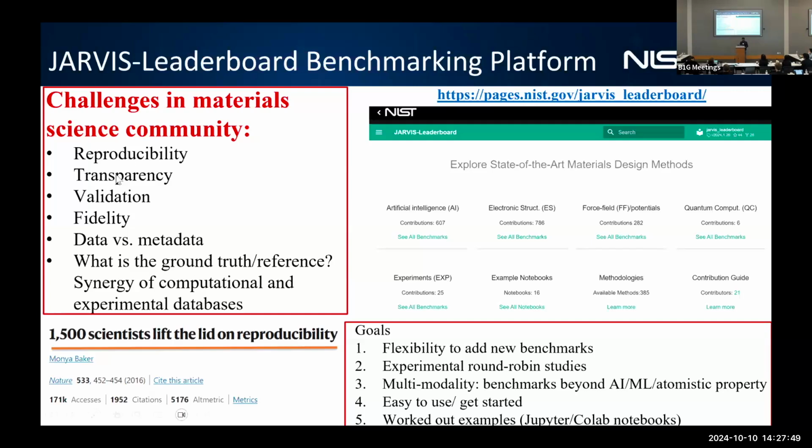So reproducibility, benchmarking, and not just AI/ML, although this is a hot topic. There are other things like electronic structure benchmarking, force field, quantum computation, experiments. There are currently over 300 benchmarks in the JARVIS leaderboard. And it's very flexible to add new benchmarks and add new contributions.